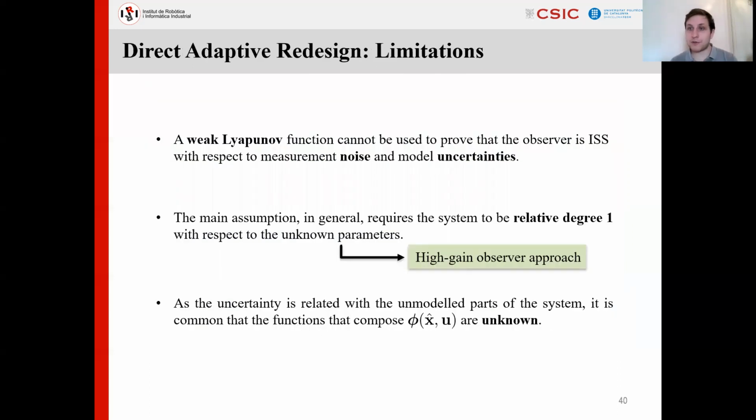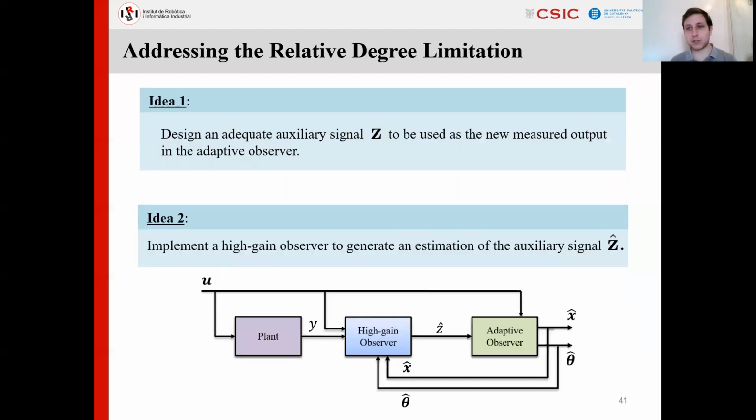Now let's try to address the relative degree limitation. The relative degree problem can be understood as a sensor selection problem. Let's imagine that we have a practical application with multiple sensors, and one of these sensors is relative degree 1 with respect to the unknown parameters. In such a case, we would select that sensor in order to design the direct adaptive observer. The problem is that in a lot of cases, you don't have multiple sensors, you have only one sensor, and such a sensor may not satisfy this relative degree condition.